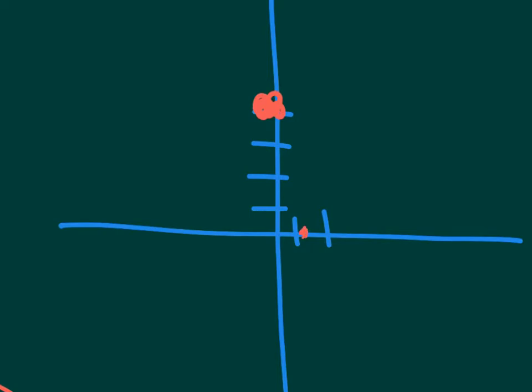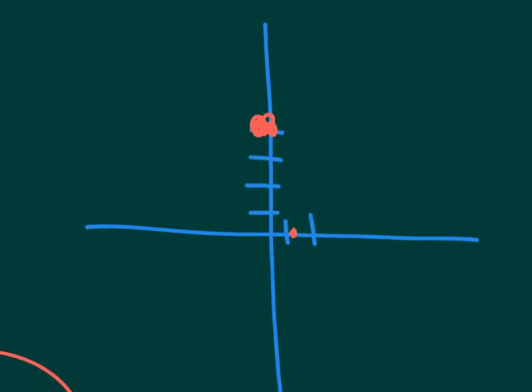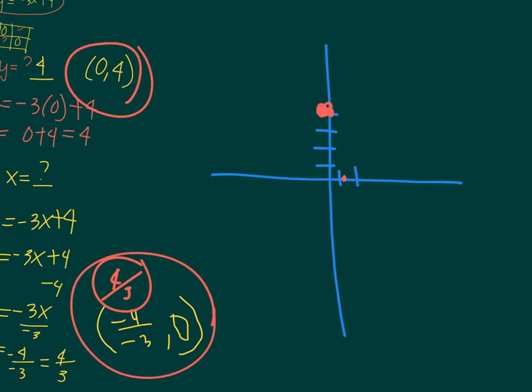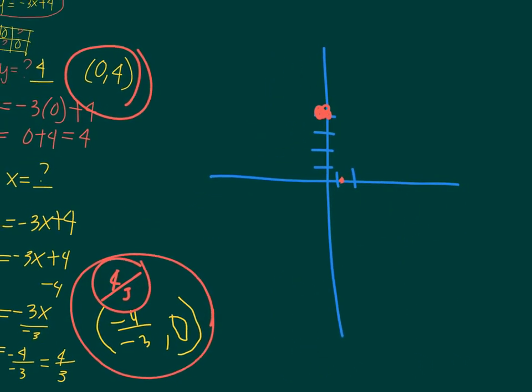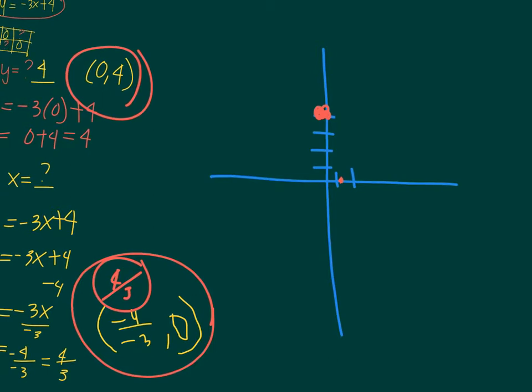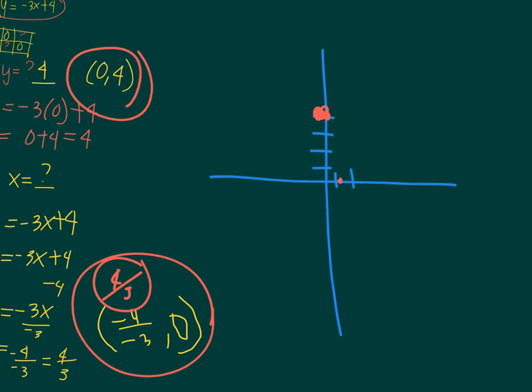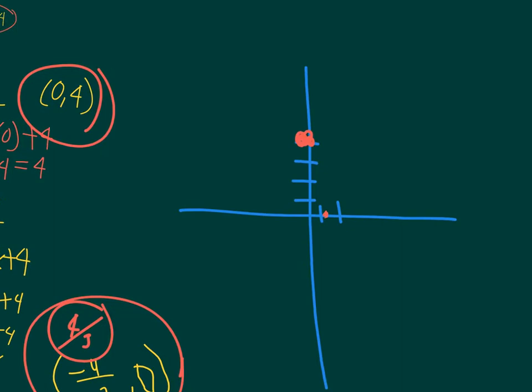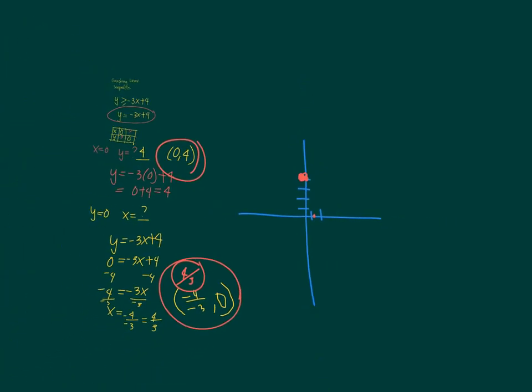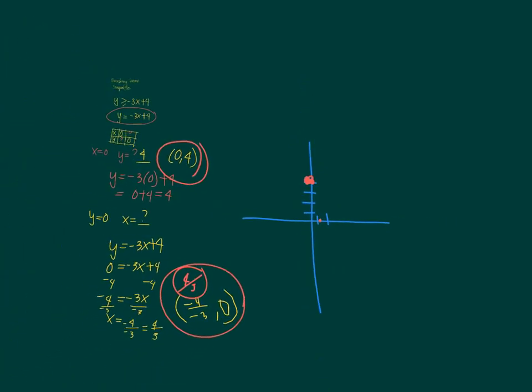So approximately the point should be somewhere here, closer to 1. 4 over 3 is 1 and 1/3, so closer to 1. And then, this is where you start graphing the given.